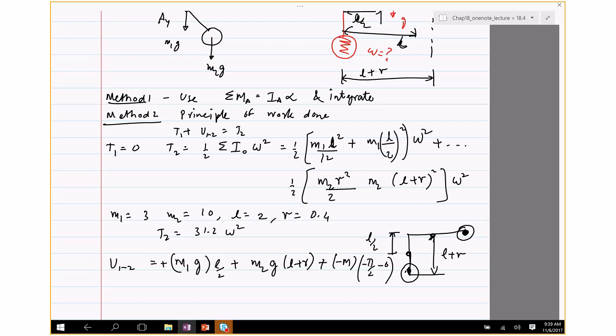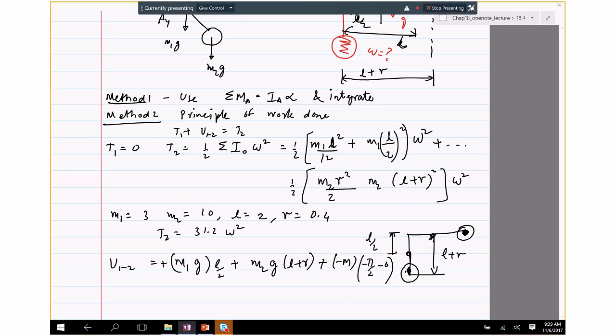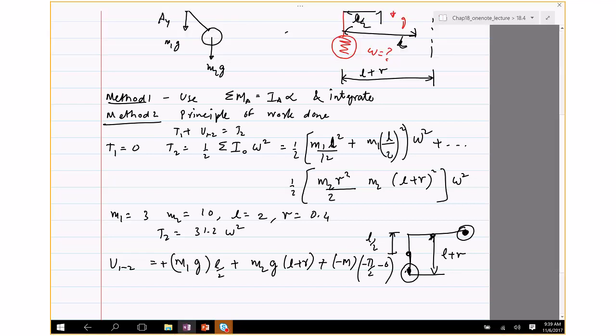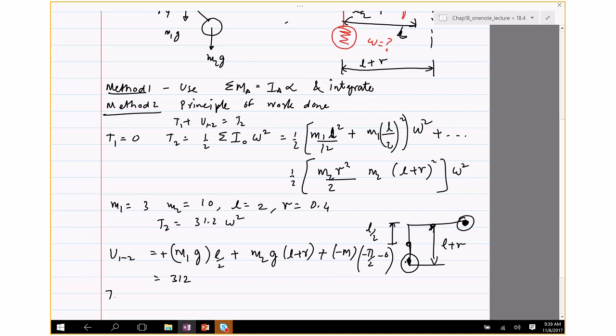Okay, so I'm not just going to write the answer. You go and check if this is right. What I get for U12 is 312. And so if you put all this together, T1 is 0, U12 is 312 equals 31.2 omega squared. Solving for omega gives me square root of 10, which is 3.16 radians per second.